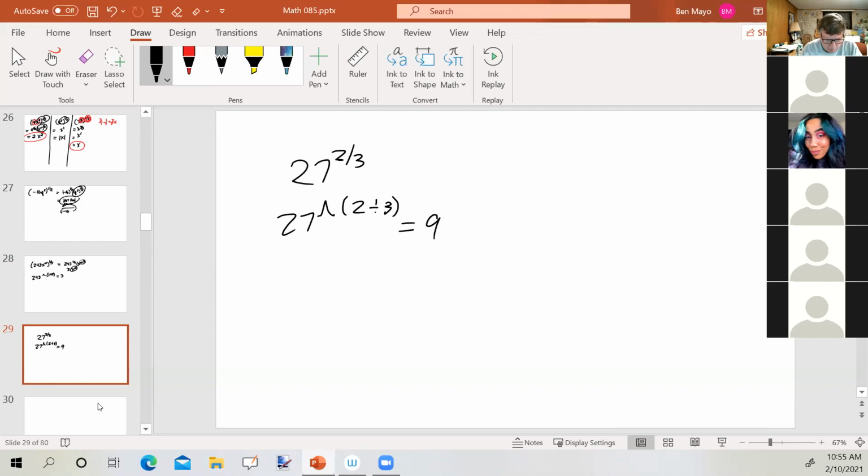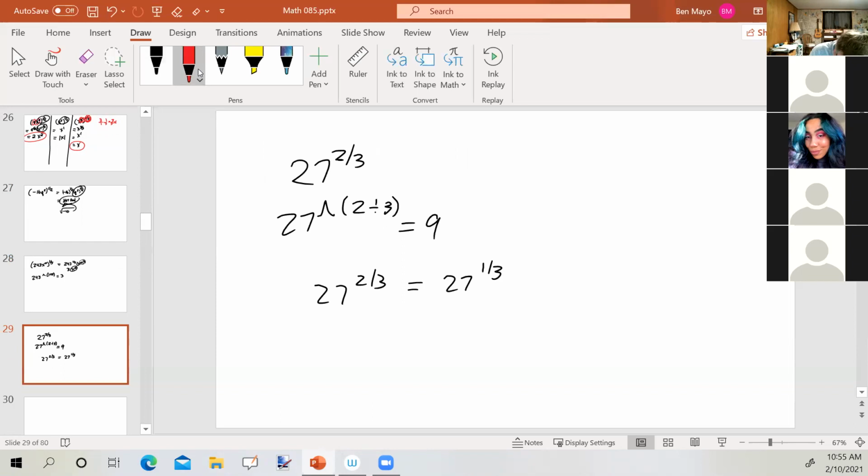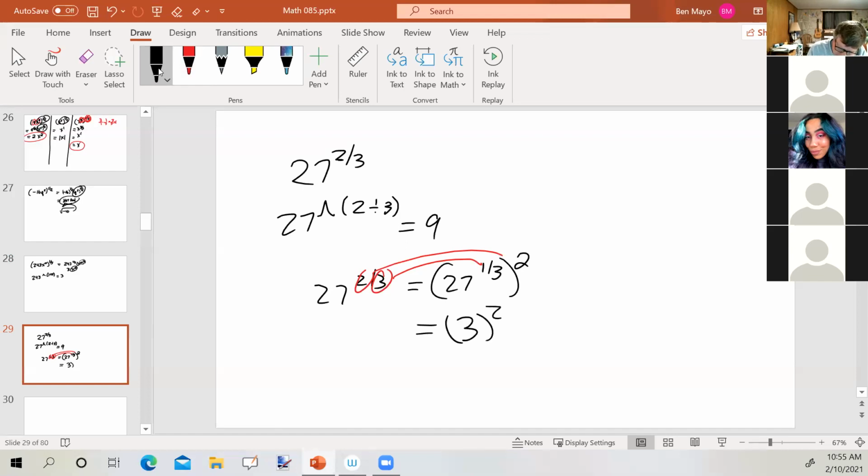Now, let's do it without using the calculator. 27 to the 2/3 power. That means we're going to take the cube root and we're going to square it. Okay, so the cube root and square it. What's the cube root of 27? What times itself times itself is 27? 3. But that's going to be squared, which is 9.